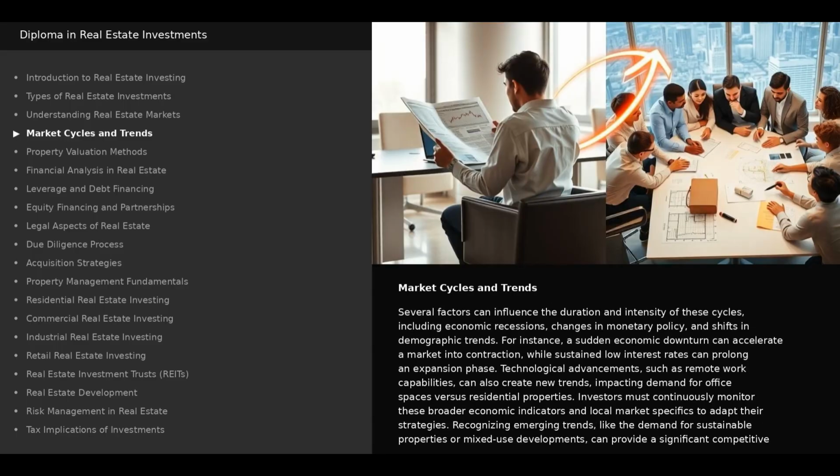Several factors can influence the duration and intensity of these cycles, including economic recessions, changes in monetary policy, and shifts in demographic trends. For instance, a sudden economic downturn can accelerate a market into contraction, while sustained low interest rates can prolong an expansion phase.